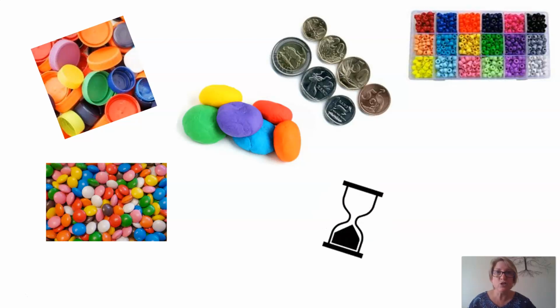You might need to pause the screen and dash off to collect some things for this lesson. You need things that are different colors, and you need a variety of things. Something like bottle top lids or beads or sweets or Play-Doh or coins. The important thing, preferably, is that they're spherical, so circular or rounded in some way, and that you have a couple of different colors. Maybe 4 or 5 different colors should be enough. So pause the screen, and I'll wait for you to get back.